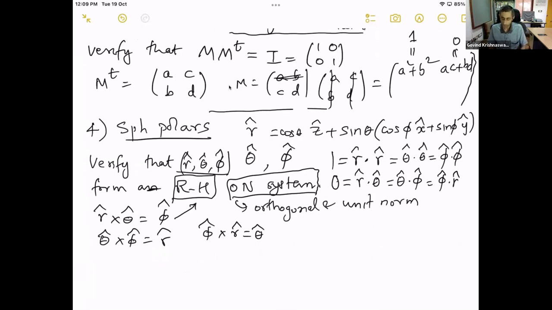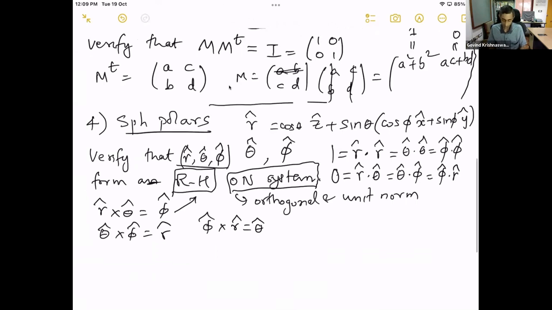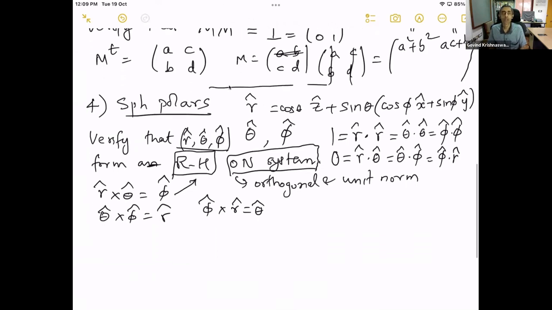Okay, so I won't go through the calculation here because that is fairly straightforward, using the corresponding properties of x hat, y hat, and z hat. But we just need to know what is being asked. Now, any other question about this problem?